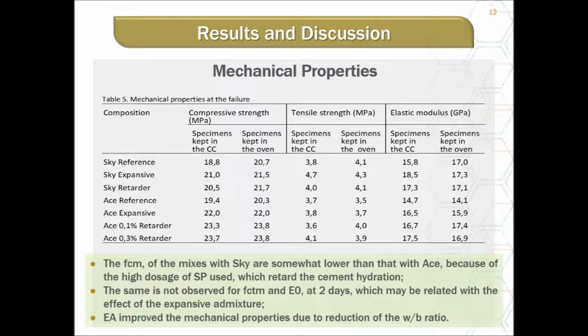Mechanical properties. The compressive strength of the mixes with Sky is somewhat lower than that with ACE because of the high dosage of superplasticizer used, which retards the cement hydration. The same is not observed for the tensile strength and modulus of elasticity at the age of 2 days, which may be related to the effect of the expansive admixture. The expansive admixture improved the mechanical properties due to the reduction of the water-binder ratio.